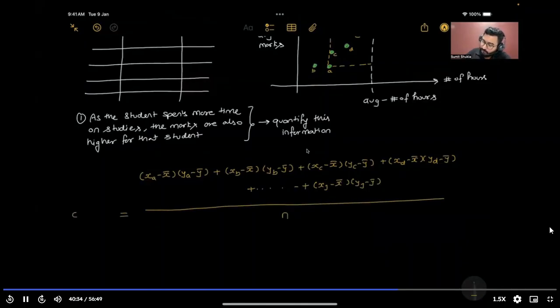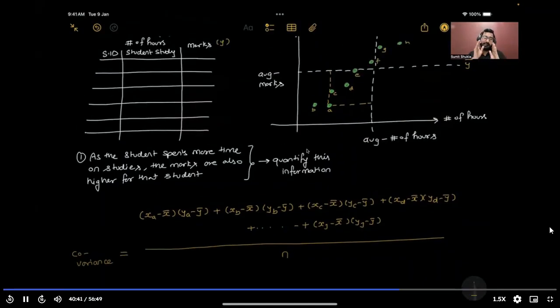This is known as your covariance. So covariance means the scatter between two variables. Co means we are talking about two, and variance means the variance of the data between two variables is covariance. Now again, this value is non-interpretable. Why?